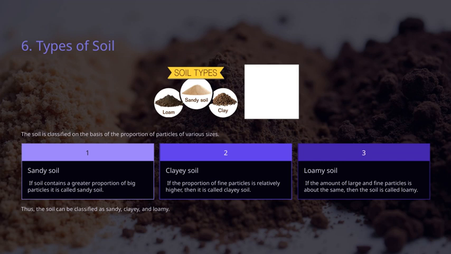Lastly, we have loamy soil, which is considered ideal for most plants. This type of soil has roughly equal amounts of large and fine particles. It strikes a good balance, retaining enough moisture and nutrients while still providing good drainage and aeration.